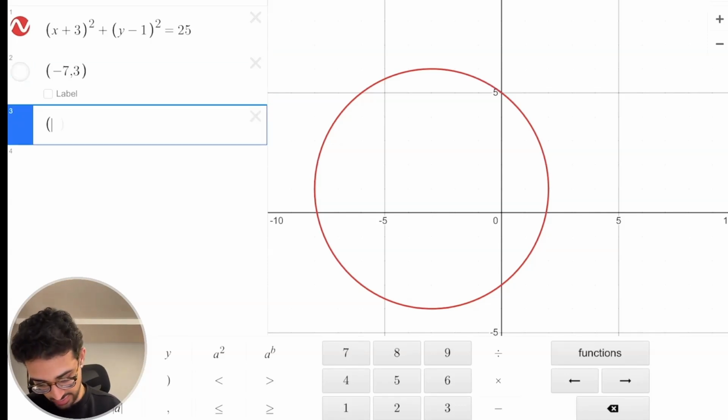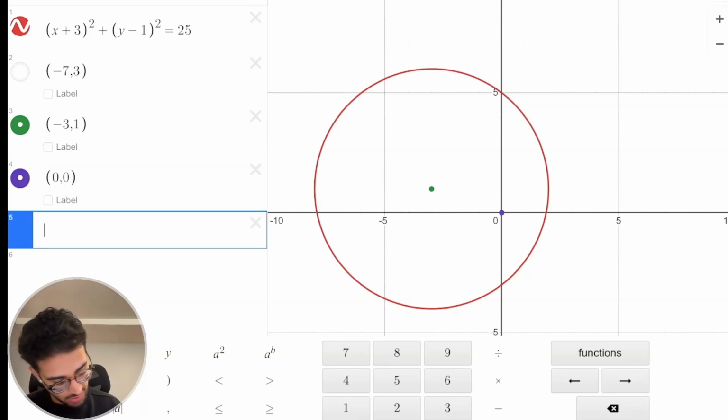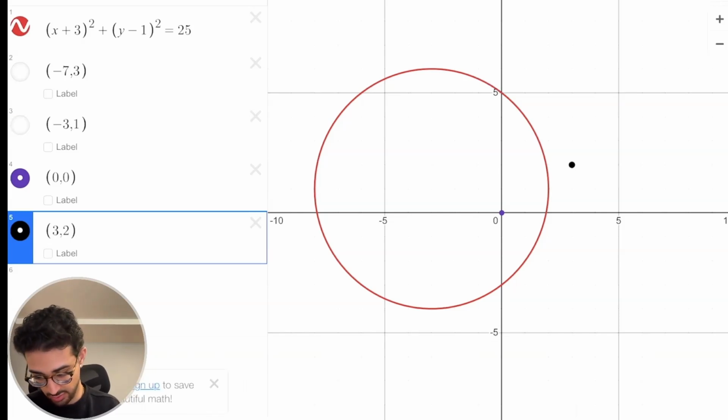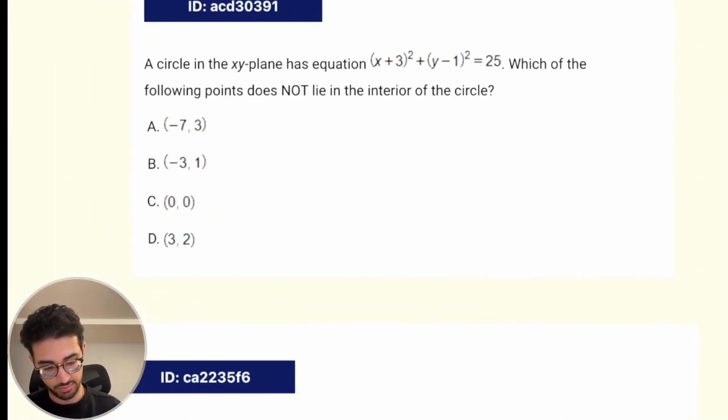We can try (-3, 1). Let's just keep going down the road. That's (0, 0), and then we have (3, 3, 2). So which of these doesn't lie in the interior of the circle? The green one clearly does, so we can get rid of that. The lavender one clearly does, and this black one here, choice D, doesn't. So that tells us that our answer here is simply choice D. That one's not too bad.